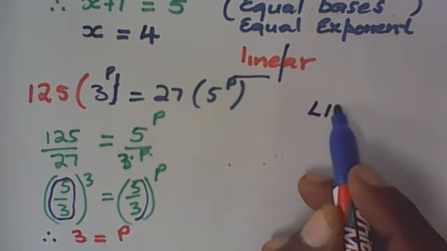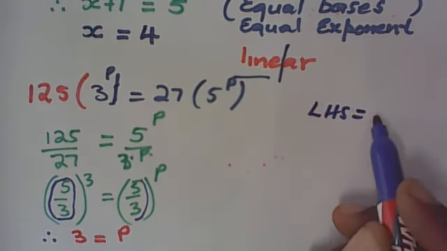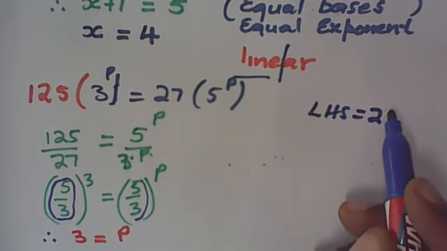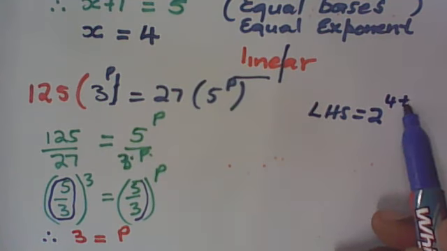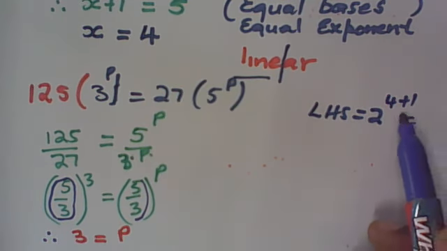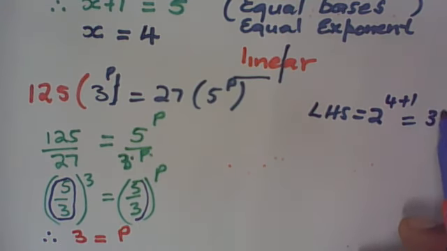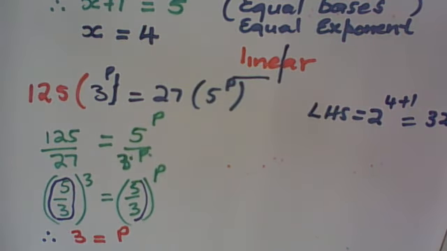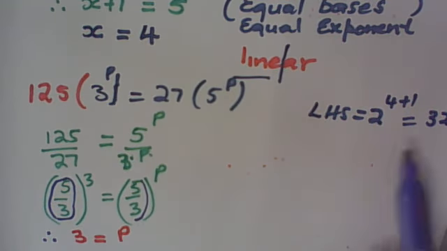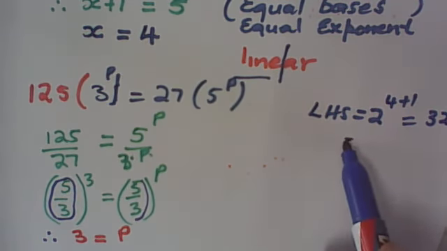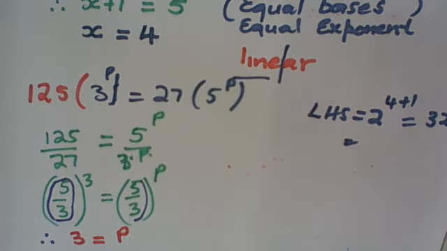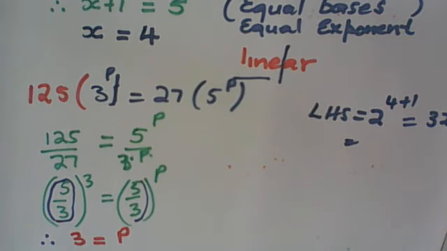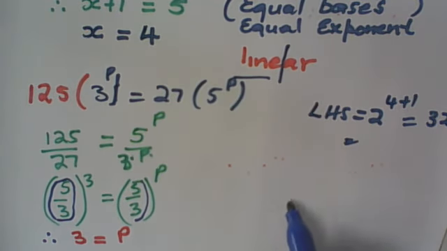The left-hand side is 2 to the power x. What is the value of x? It's 4. 4 plus 1 gives us 2 to the power 5, which is 32. Now look at that one. This is 2 to the power 5, and that is 32. Therefore, it's correct.